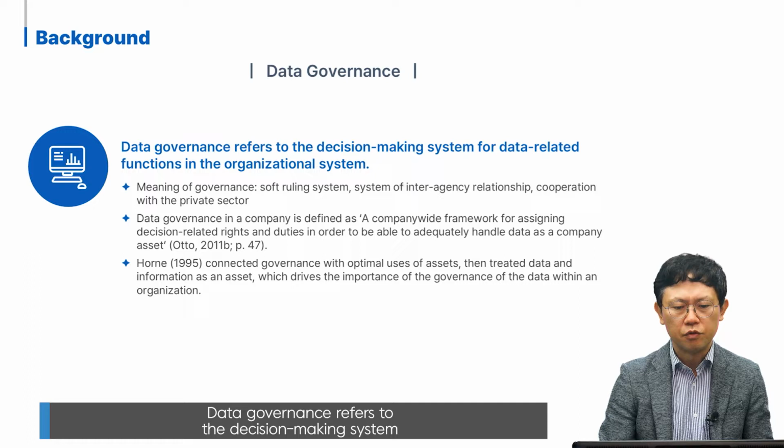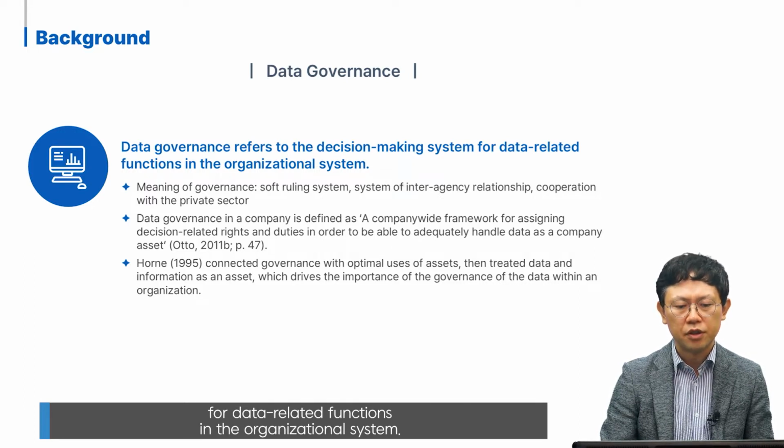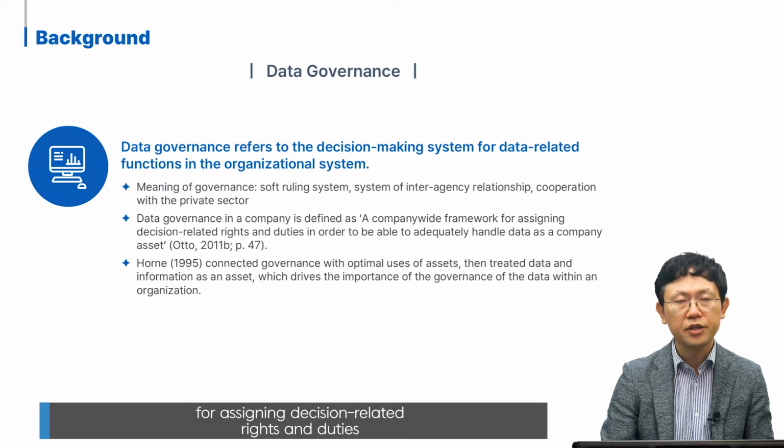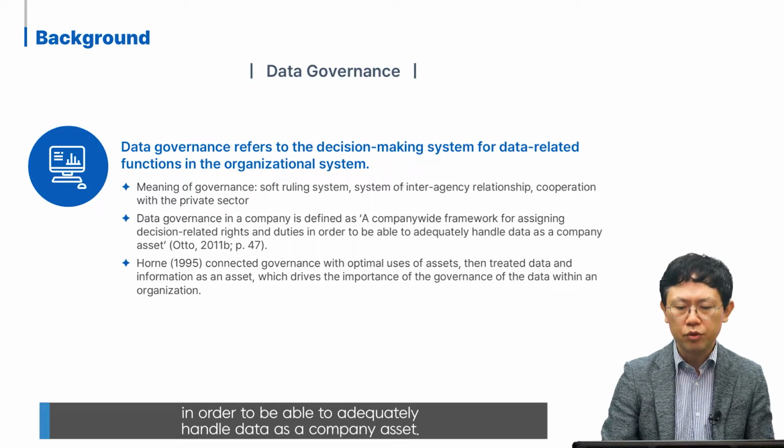Data governance refers to the decision-making system for data-related functions in the organizational system. Meaning of governance: software ruling system, system of interagency relationship, cooperation with the private sector. Data governance in a company is defined as a company-wide framework for assigning decision-related rights and duties in order to be able to adequately handle data as a company asset.